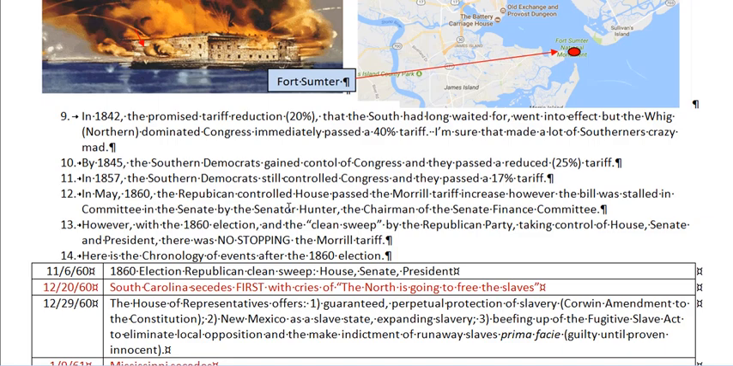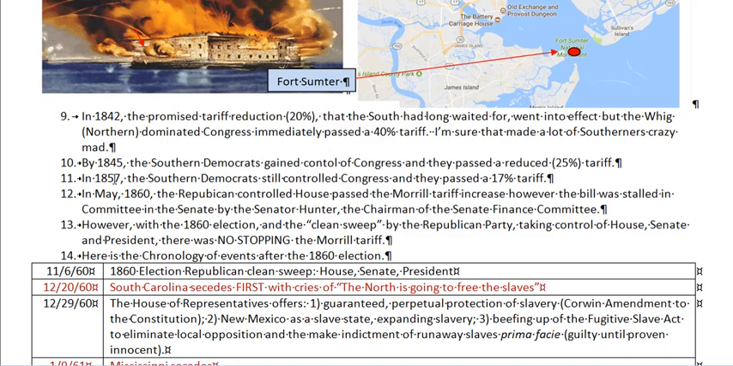Remember I said in 1832 there was a promise to reduce tariffs to 20%. That promise finally goes into effect, but the Northern Whigs still held Congress, right, and they passed a 40% tariff. So immediately when it went down to 20, well, they doubled it again right away, and I'm sure that pissed off a lot of Southerners. I mean, I'm sure it made them crazy mad. You promised this, we've been waiting 10 years, and now you jack it up right away. I bet that really yanked their cord.